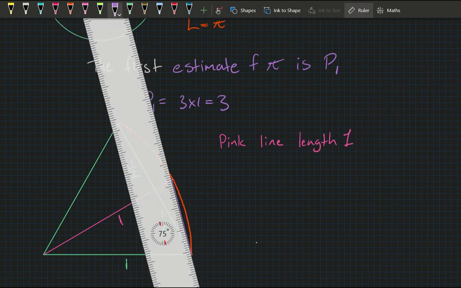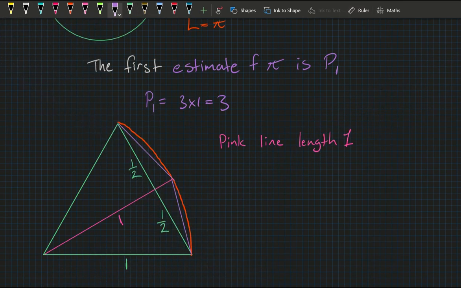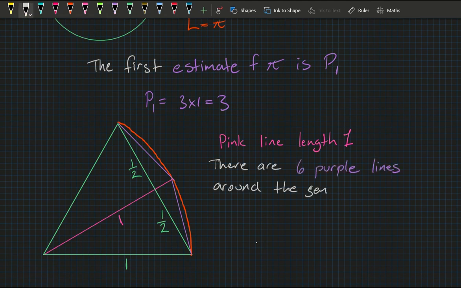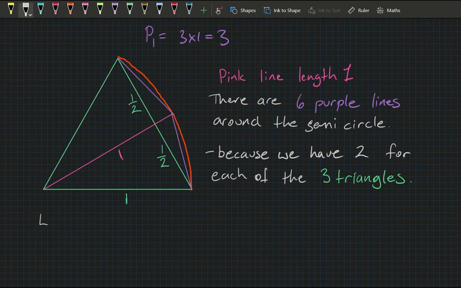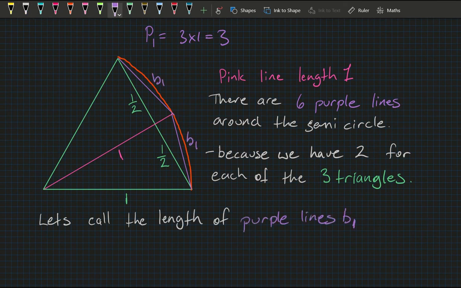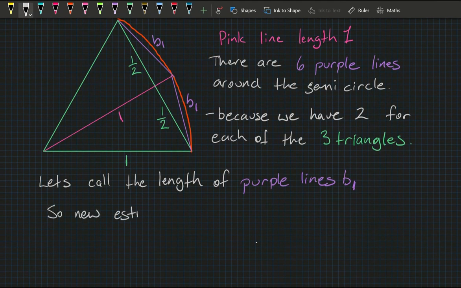Now I'm going to draw 2 purple lines. There will be 6 of these purple lines around the semicircle, because we have 2 for each of the 3 triangles. And let's call the length of all these new purple lines B1. So we can call our new estimate for pi P2, and that's equal to 6 times B1.